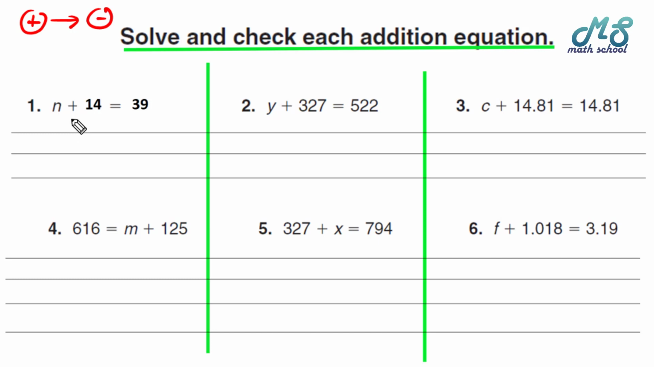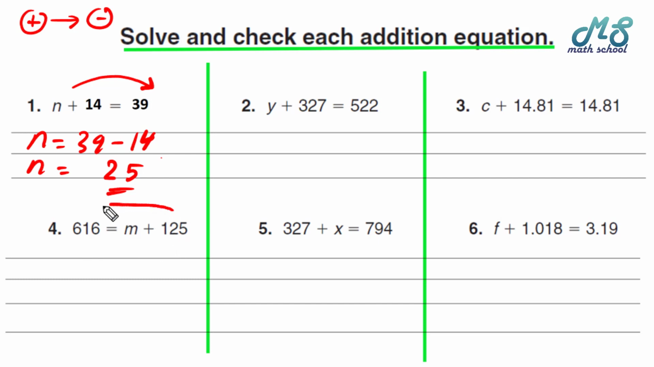To find the value of n, just move 14 to the other side to be subtracted. Or you can subtract 14 from both sides. Now, we can write n equals 39 minus 14. Now, n equals 9 minus 4 equals 5. 3 minus 1 equals 2. So, n equals 25. Next, 616 is equal to m plus 125.